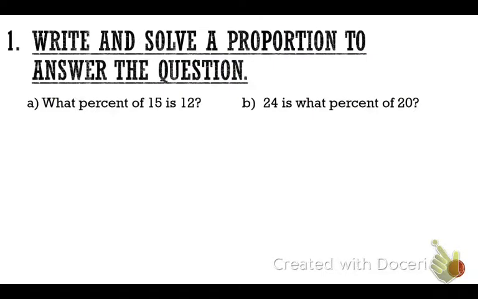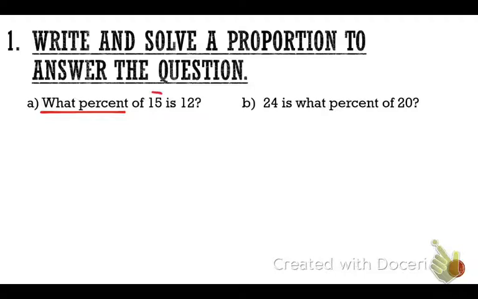Number 1 says to write and solve a proportion to answer the question. There's 3 things I'm going to be looking for: my is, my of, and my P. The first thing I'd like you to do with your red pen is to underline the 2 words, what percent. Do you think that is going to be my is, my of, or my P? P. My P. How come? What's P stand for? Percent. Very good. So I'm looking for the percent.